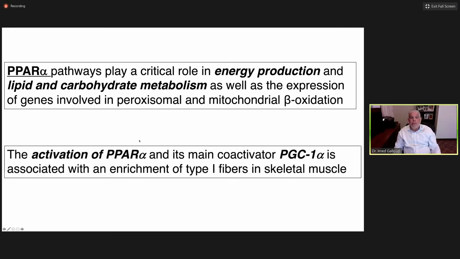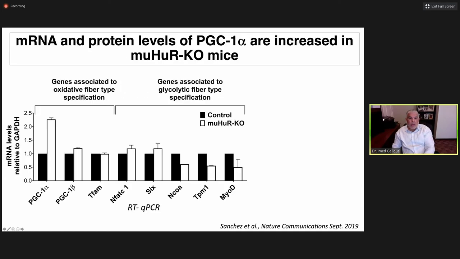Also, we know that PPAR alpha collaborates with PGC1 alpha to promote the formation of type 1 fibers. Remember that in the absence of HUR, we have more oxidative fiber, more type 1 fiber. So this is consistent with our observations. So what we did, we took a sample of messages that we wanted to validate related to the phenotype that we have. Obviously, we assessed the expression of messages associated with oxidative fiber type 1 specification and another group of messages associated with the formation of glycolytic fibers.